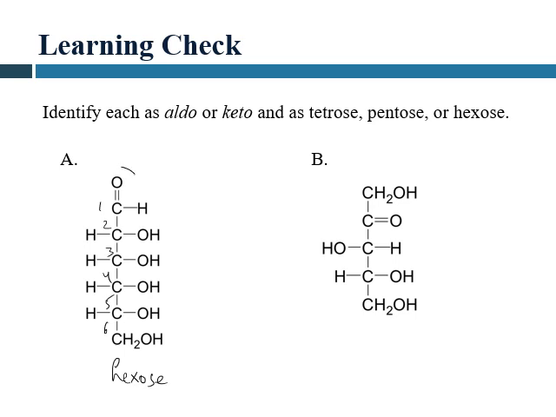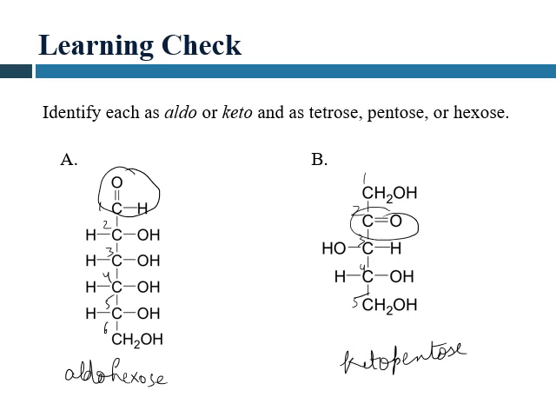And the group that is present here is aldehyde. So this is aldohexose. This is 1, 2, 3, 4, 5. So this is a pentose. 5 is pent. And because this has a ketone group, this is a ketopentose. So it's very easy to recognize what type of sugar you have.